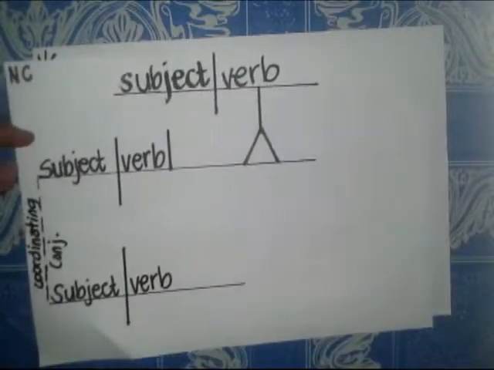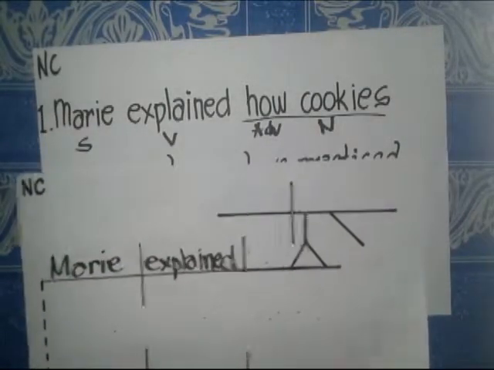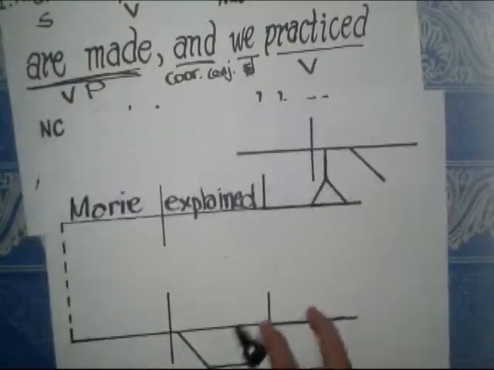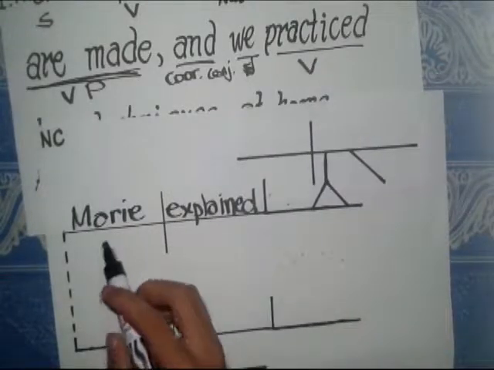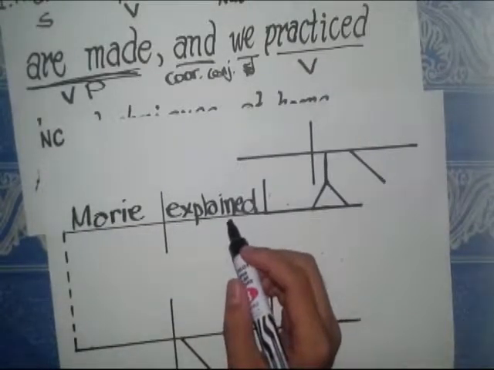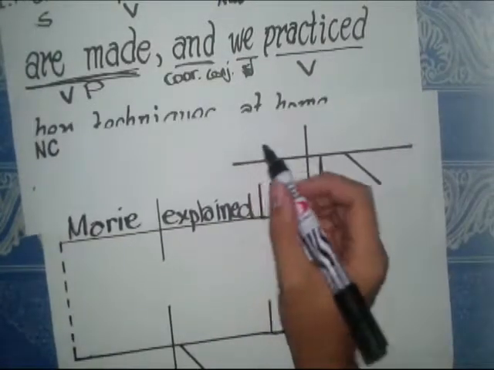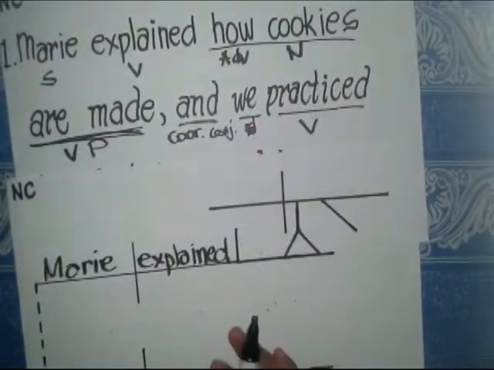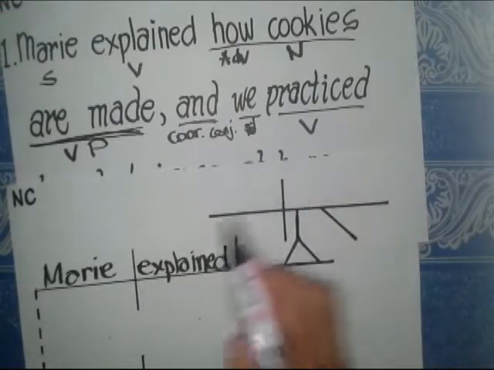Earlier I showed you this structure. Now, what do you think? We're going to have an exercise about this. Here I've made the first part of the example. Marie here is the subject and explained is the verb. Then we're going to put another subject here, which is what? This area here is provided for the noun clause.